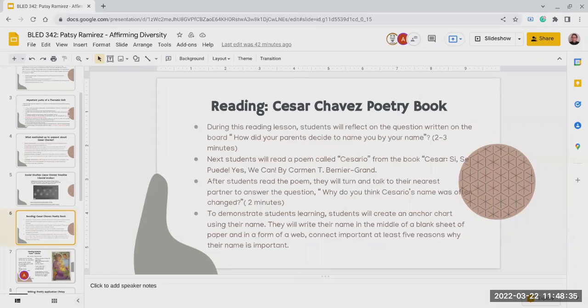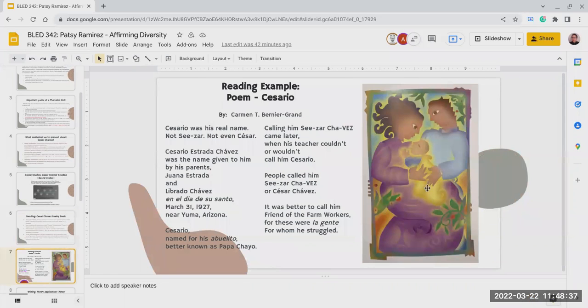So moving on to the second slide. The poem that they would do it on would be this one, Poem Cesario, and it's by Carmen T. Bernier Grant. I'm not gonna go over it, but this is it. It's bilingual, it's both English and Spanish.